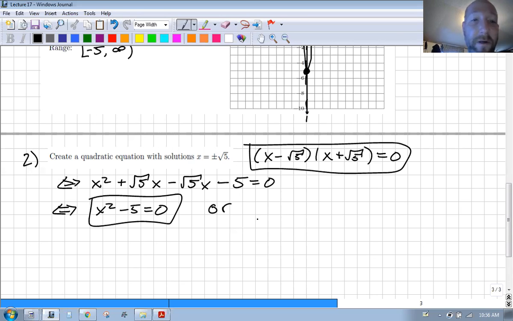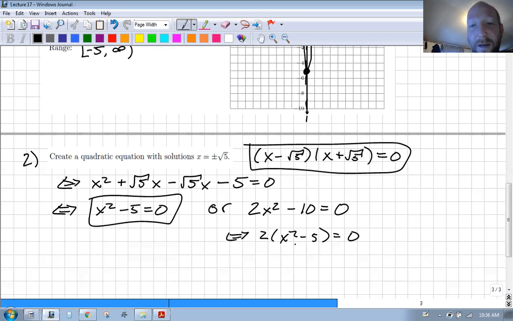We could also do 2 x squared, right? Because what is this? It's the same thing. This is just 2 times x squared minus 5 equals 0. Basically, you can multiply it by any number you want, right? Because if you're solving this, you just divide both sides by 2, and you end up with the same thing. So this has the same solutions as this. So there's an infinite number of answers for this. This is just the most basic, simple quadratic equation with those solutions.